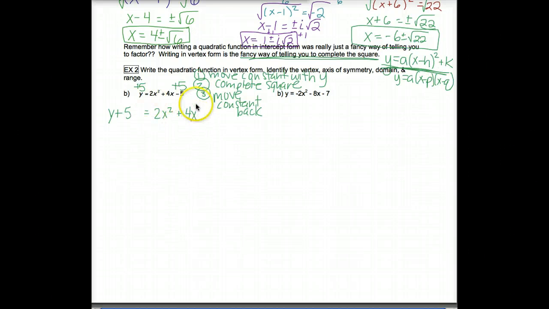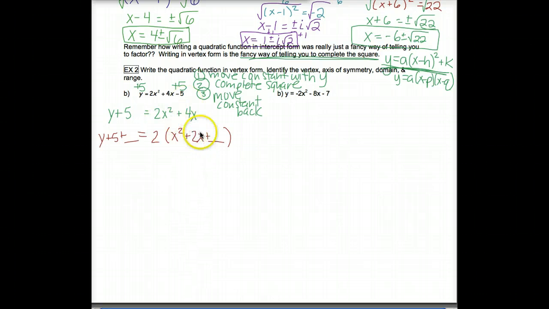So on my right side here, now I'm going to complete the square. So when I complete the square, I need to factor out the coefficient of the squared term. So I factor out the 2, got x squared plus 2x. Here's my blank. On the right side, I've got y plus 5 plus the blank that I need to add. So now I need to fill in my blank.